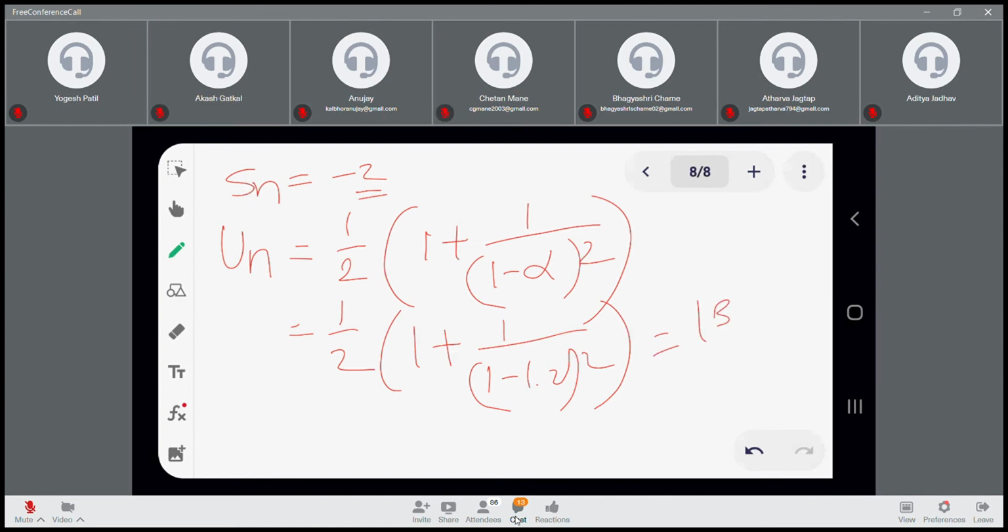Okay. So the total cost is equal to Sn plus Un. That is minus 2 plus 13, which is equal to 11. So this is your answer. Total cost is 11. Got this? Yes? Got this concept? Yes ma'am.